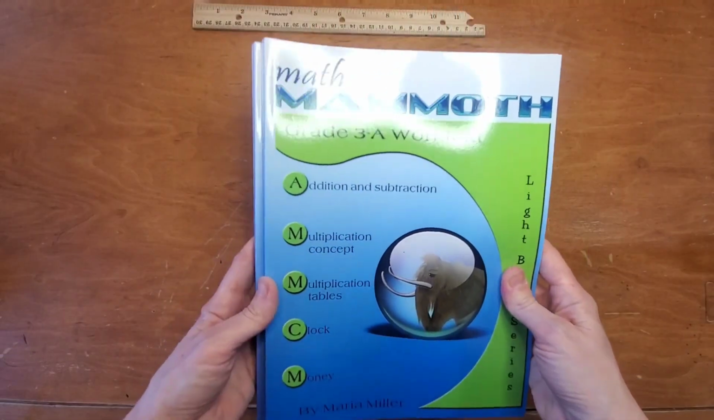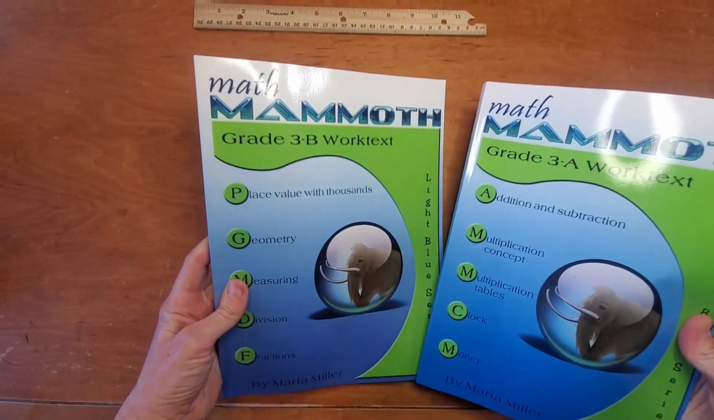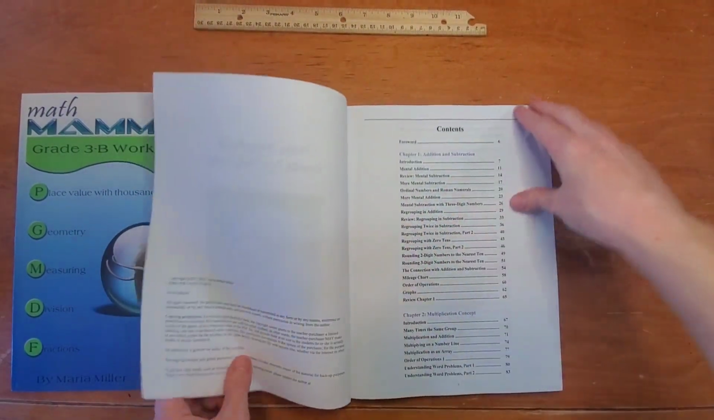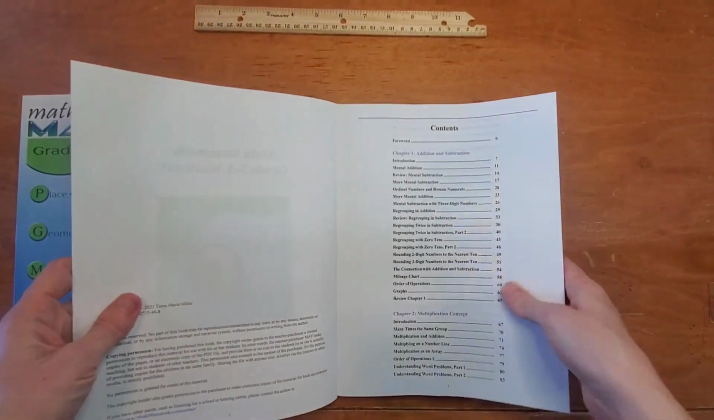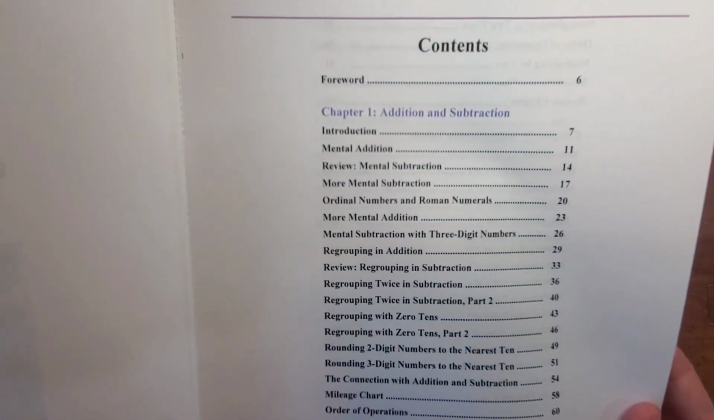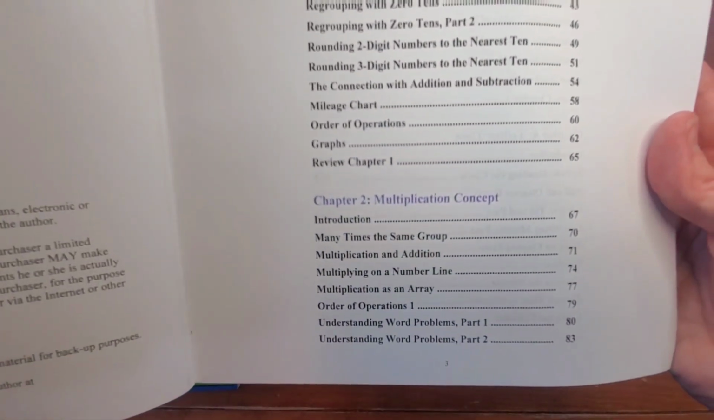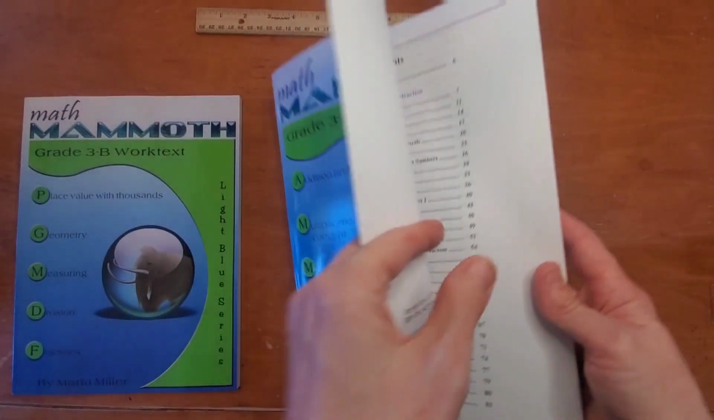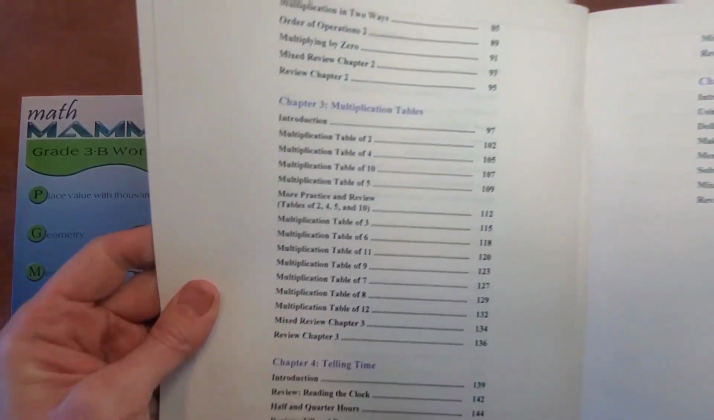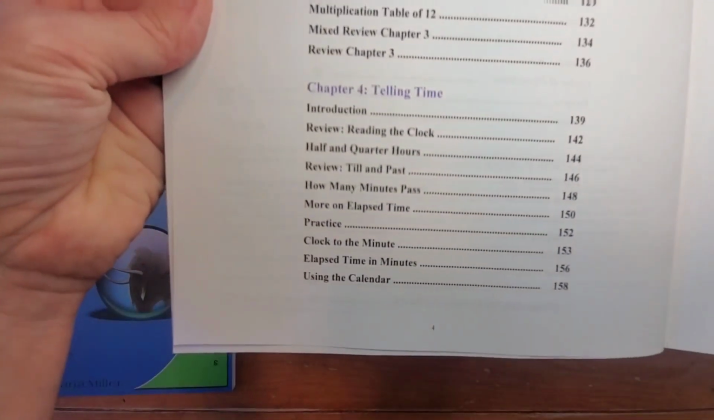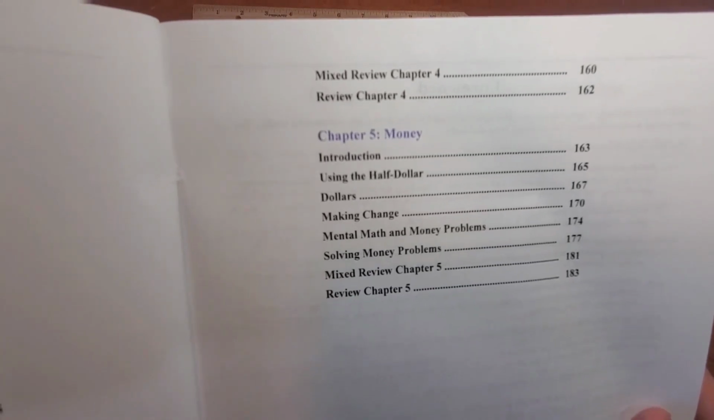All right, let's look inside. Time for a real page turner. The 3A work text and 3B work text. The level A work text covers addition and subtraction, multiplication concept, multiplication tables, telling time, and money.